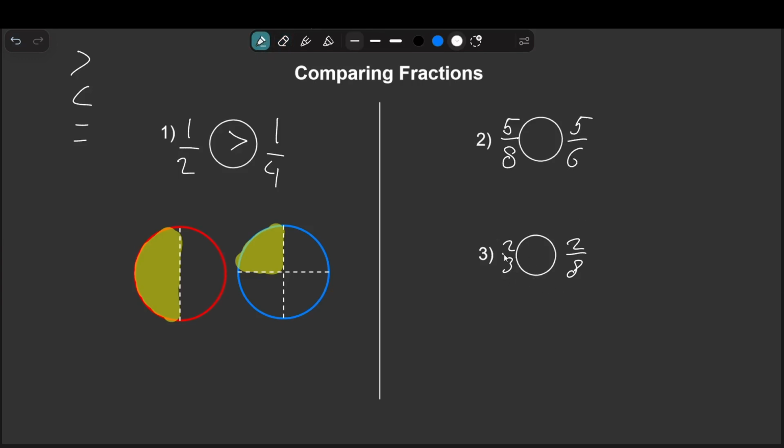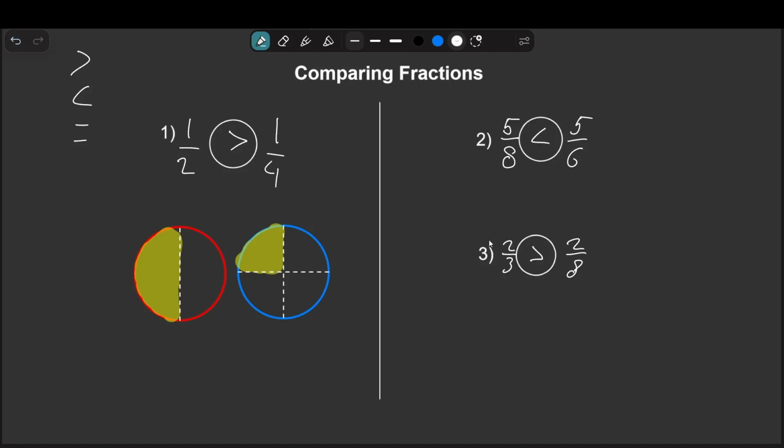It is exactly the same with this one. We have 2/3 and 2/8. We have the same numerators, but not the same denominators, so we have to compare the denominators. As I told you, the one with the smaller number is greater than the one with the bigger number as the denominator. So the left side, this one, is greater than this one. The answer will be this.